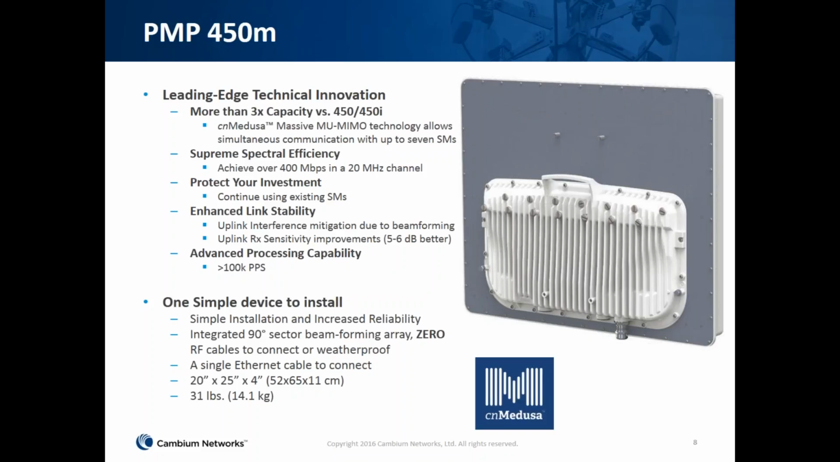We're not just putting wider and wider channels out there, which some of our competitors do. It's hard to find clean space out there. So we're doing this all in a 20 meg channel that you're probably already using. We're protecting any investment in the platform by continuing to allow the existing subscriber modules to work with this product. And because of the uplink interference mitigation and the uplink sensitivity improvements, we have really good uplink improvement that'll raise the modulation levels of all of your subscribers and increase the link budget of all of your subscribers back to that access point.